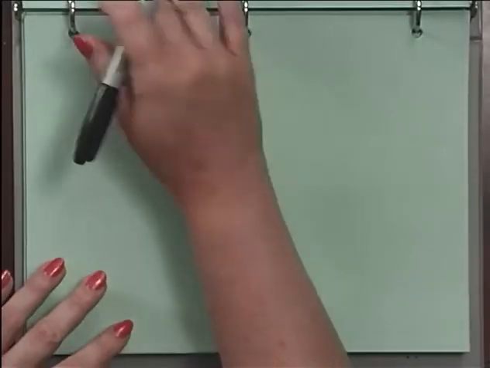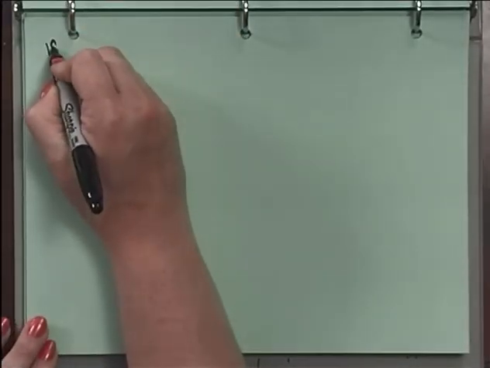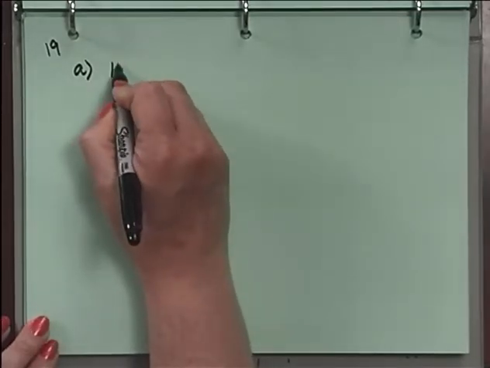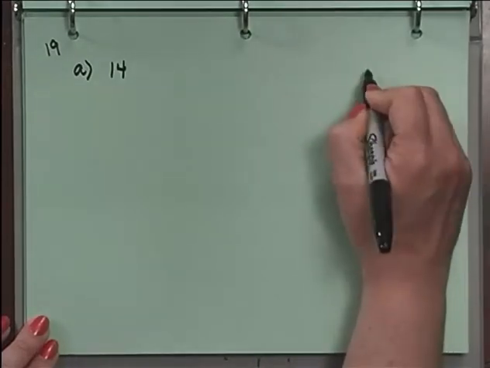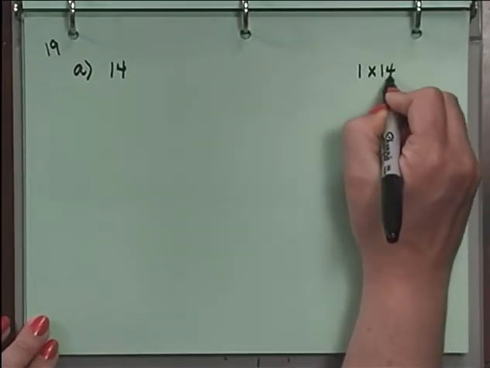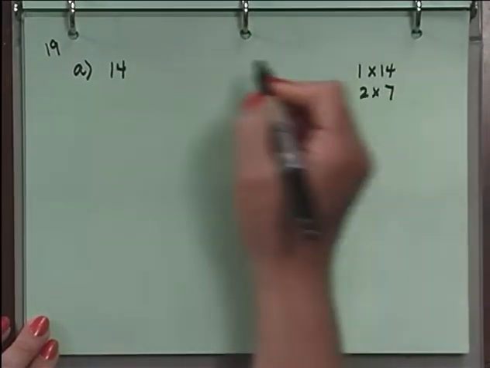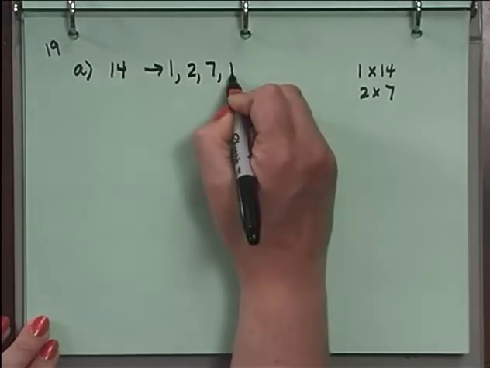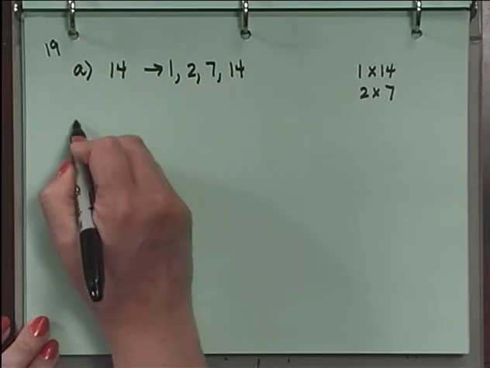Well, let's go ahead and try your practice problems and see how you did. Okay, practice problem A says list the factors of the following numbers, and we have the number 14. Well, 14 is 1 times 14, or it's 2 times 7. So the factors would be 1, 2, 7, and 14.